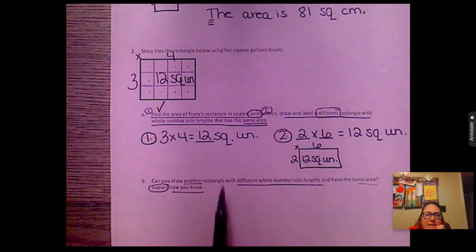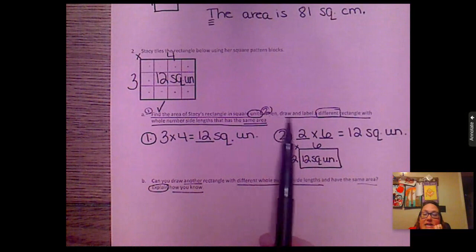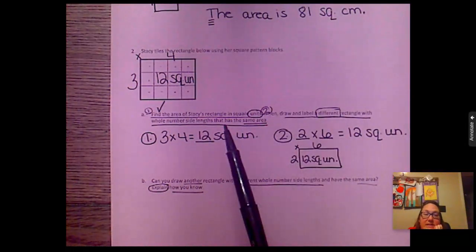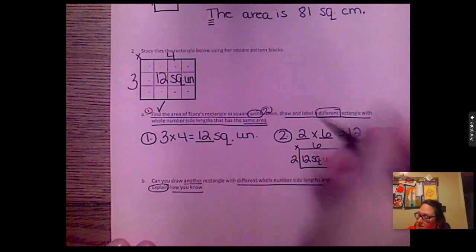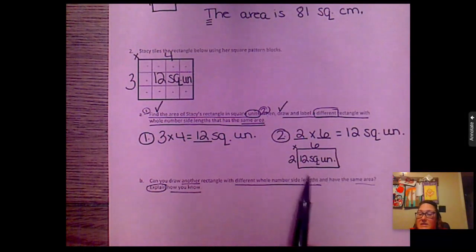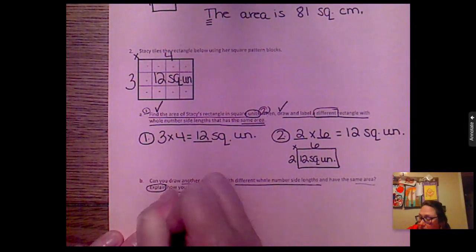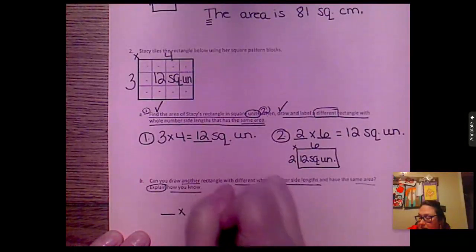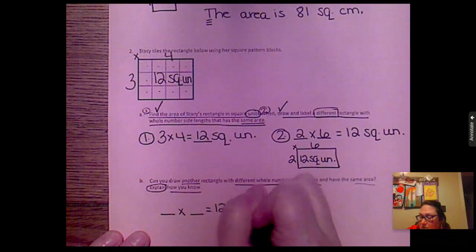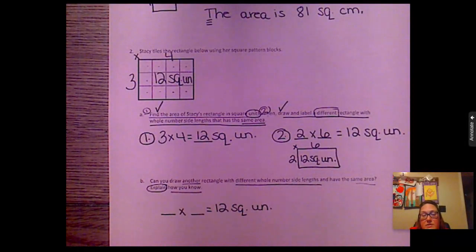Let me just make sure that I answered everything here. So find the area of Stacy's rectangle. Check, we did that. Draw and label a different rectangle with whole number side lengths that has the same area. We did that. So check and check. So let's look at B. Can you draw another rectangle with different whole number side lengths and have the same area? So I want different side lengths than 3 and 4 and 2 and 6. Is there anything else we could multiply, something times something, and have it equal 12? And I'm going to write in my square units. What else could we multiply that would have an area of 12?